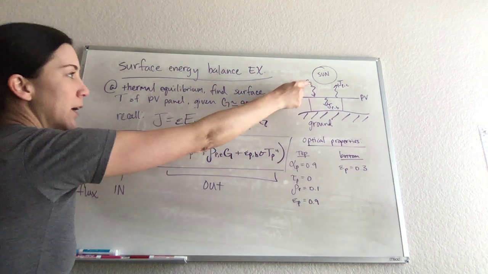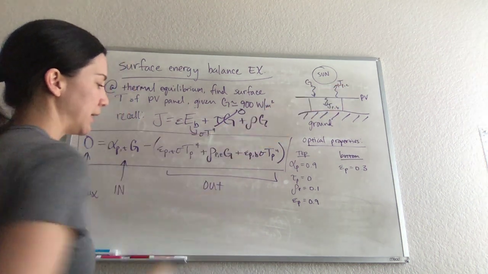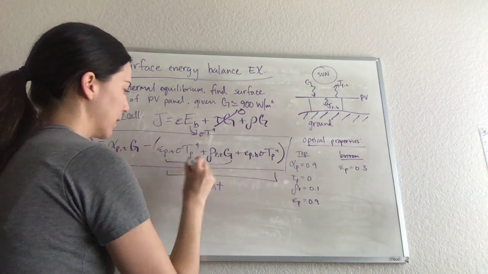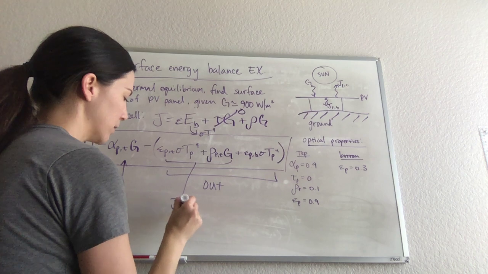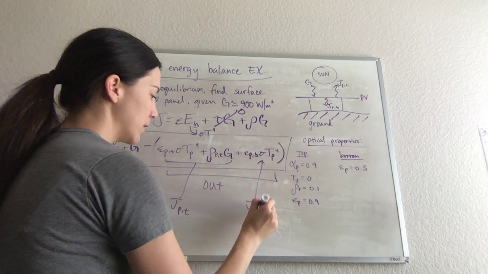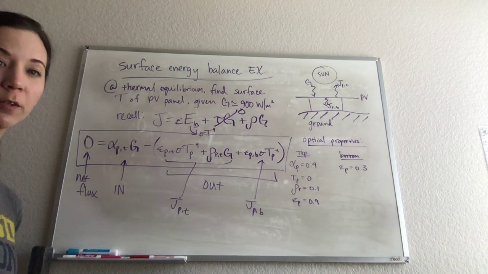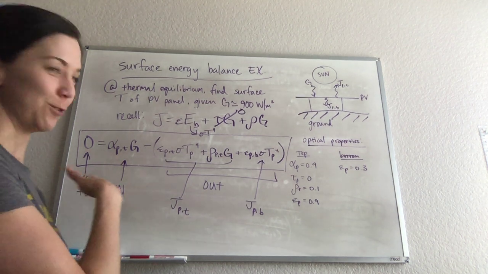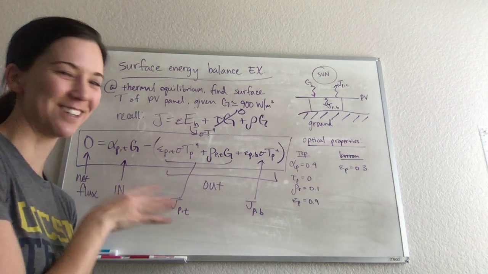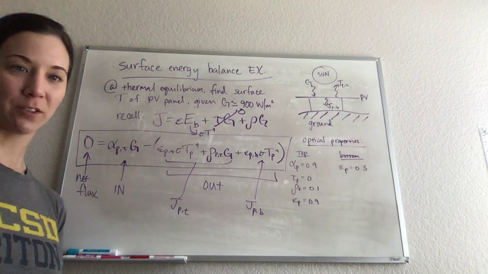This is coming in right here. This is what's leaving the top, this J_PT. So this whole term right here is J panel top, the radiosity of the panel on top. And this term right here is the radiosity of the panel on the bottom, okay? So if you really want to impress your friends and family, write this, because it's all Greek letters. Anyway, what did I ask for?